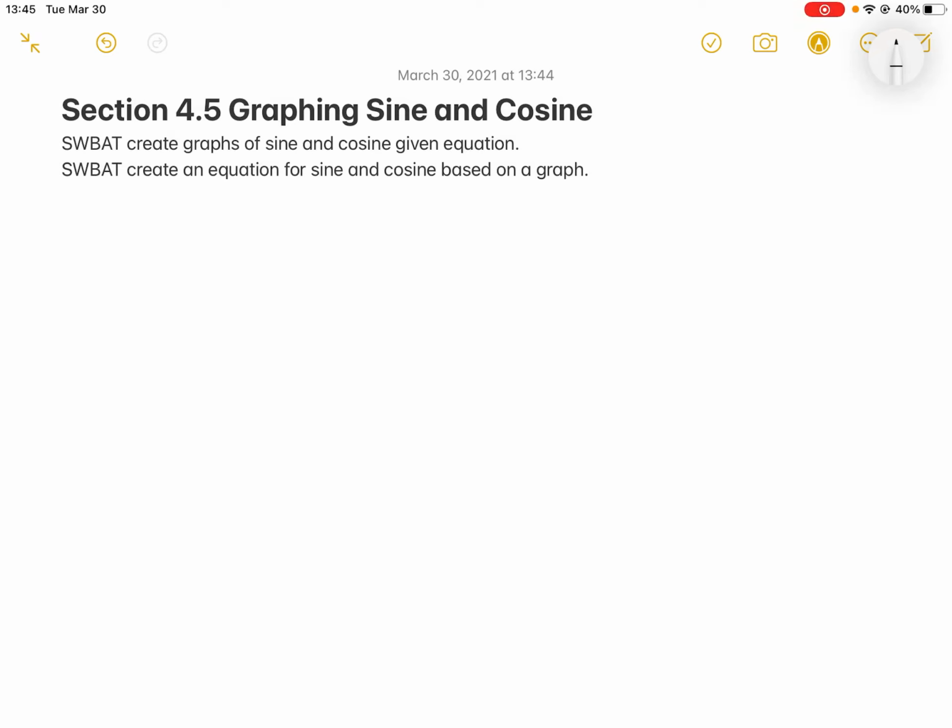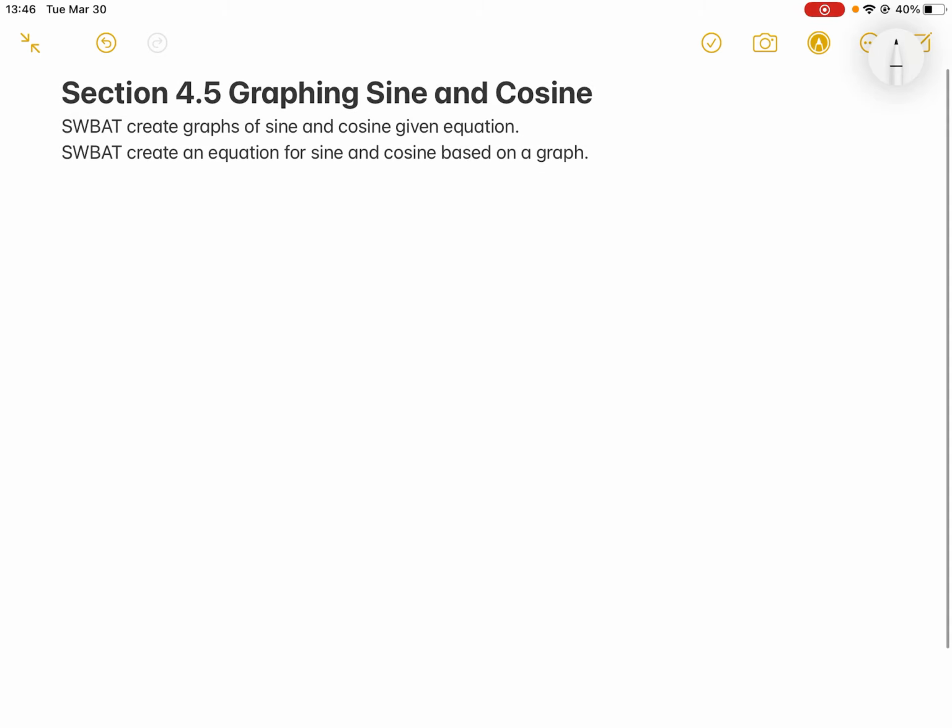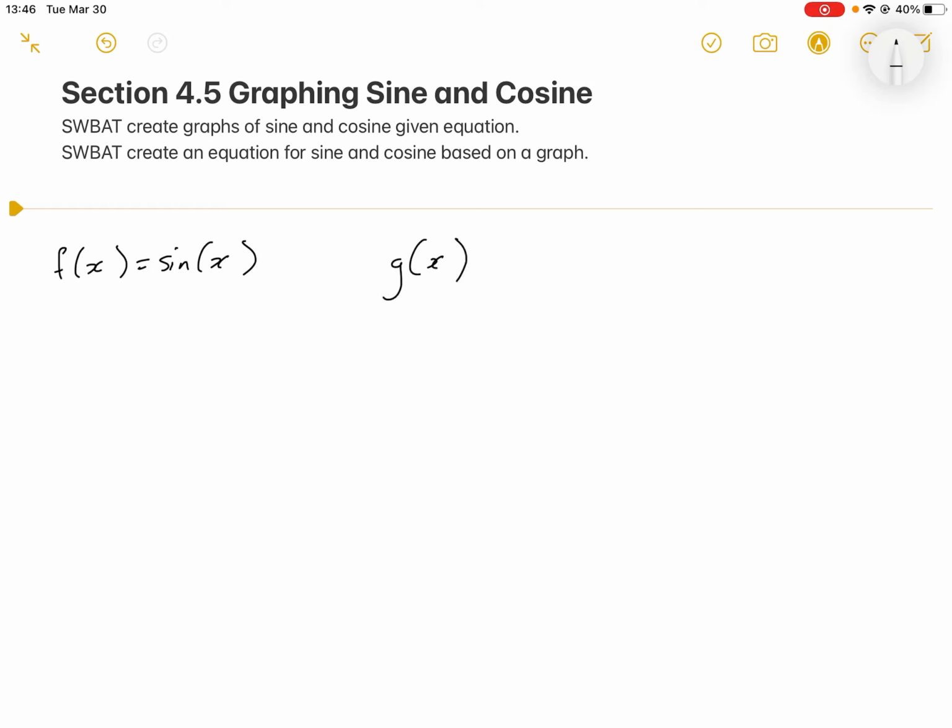Next up is section 4.5, and 4.5 takes us away from just evaluating sine and cosine, and now we're going to actually look at the graphs of sine and cosine. So let's go ahead, and I'm just going to write down some equations. We're going to look at the function f of x equals sine of x. We're also going to look at the function g of x equals cosine of x.